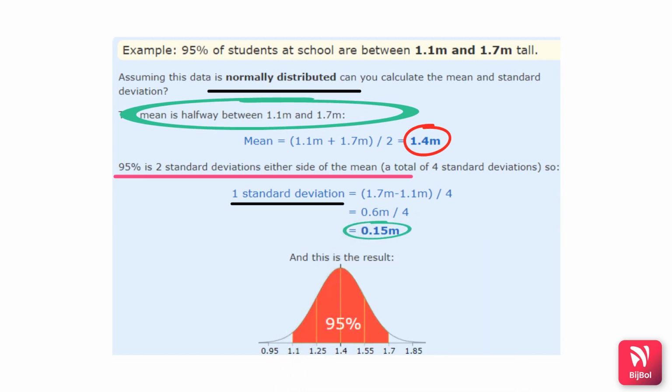Now we know the mean is 1.4. So where should the mean lie? It should be in the center. So 1.4 is the center. Now you add 0.15 on the right side. So 1.4 plus 0.15 is 1.55, plus 0.15 is 1.7. You have got the highest value. Next, on the left side, you need to subtract. So 1.4 minus 0.15 is 1.25, minus 0.15 is 1.1.